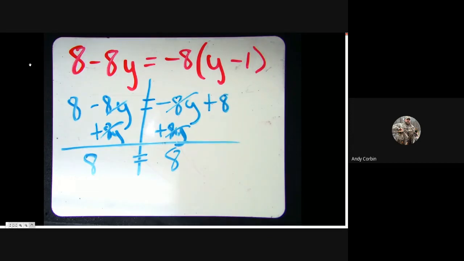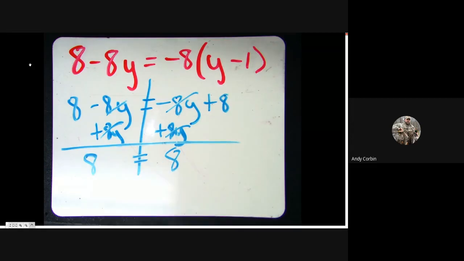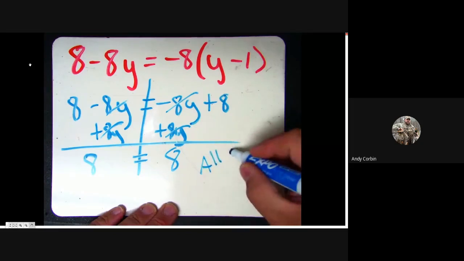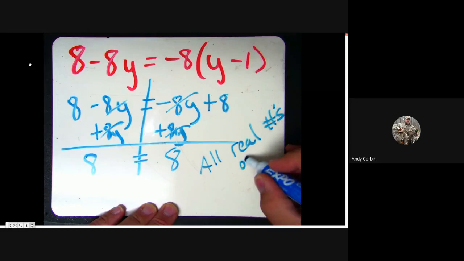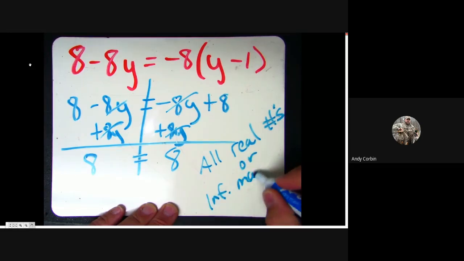Now write this down. If the variable cancel out, it can either be all real numbers or it can be no solution. If you get something that's true, like this, it's an identity, and the solution is all real numbers. Or you can say that it's infinitely many solutions.